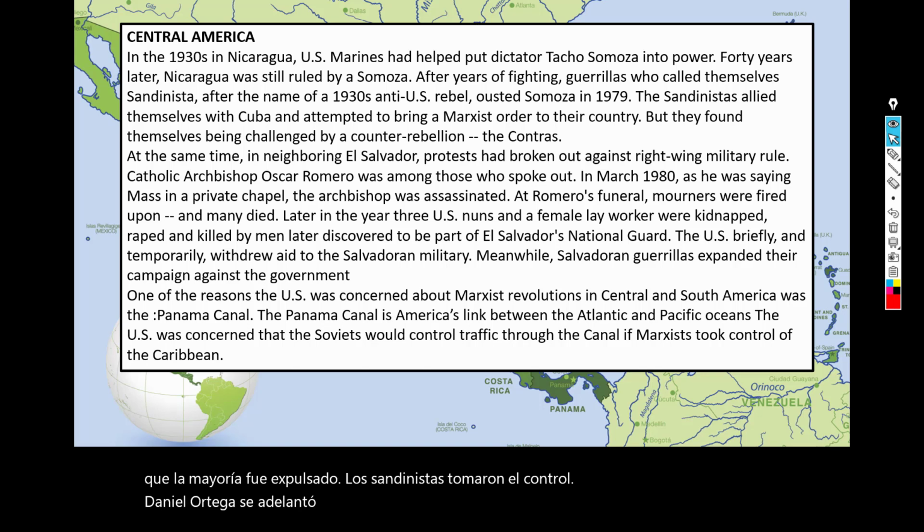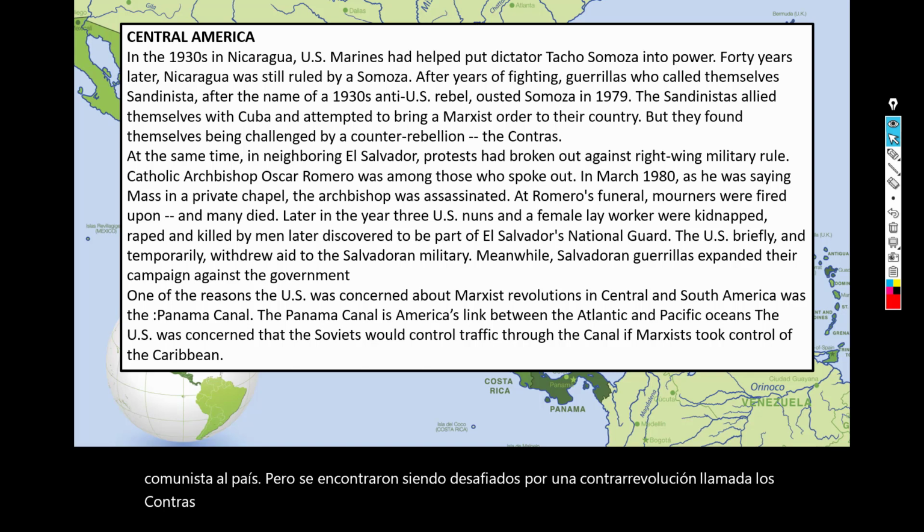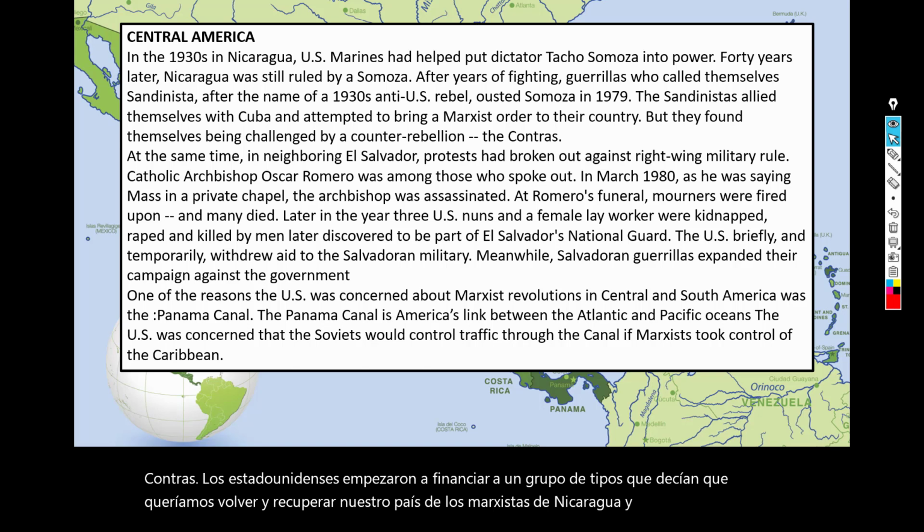The Sandinistas allied themselves with Cuba and attempted to bring Marxist or communist order into the country. But they found themselves being challenged by a counter-revolution called the Contras. The Americans started to finance a bunch of guys who said, we want to go back and take our country back from the Marxists in Nicaragua, and the United States financed them. They were called the Contras.